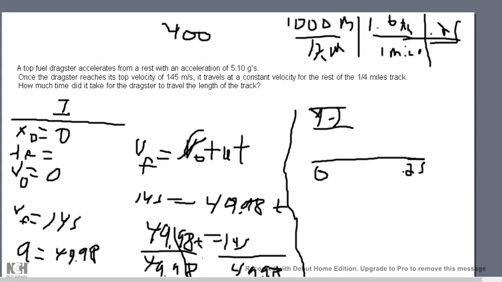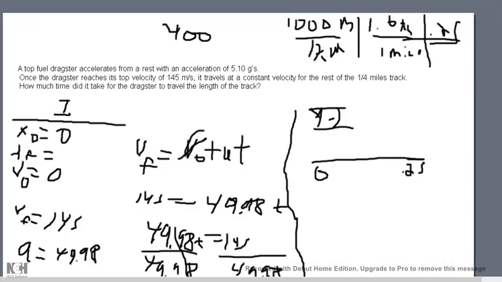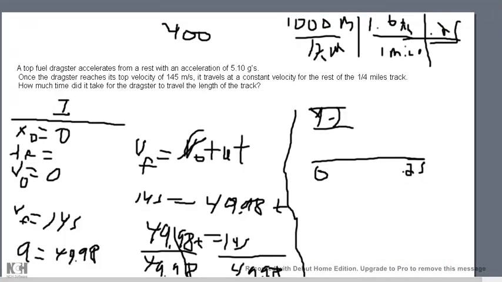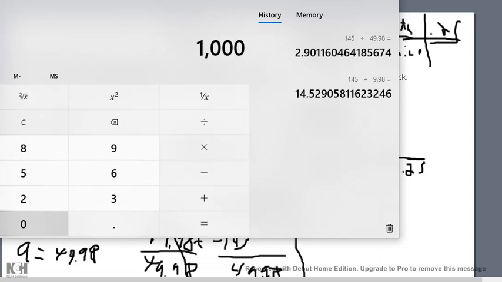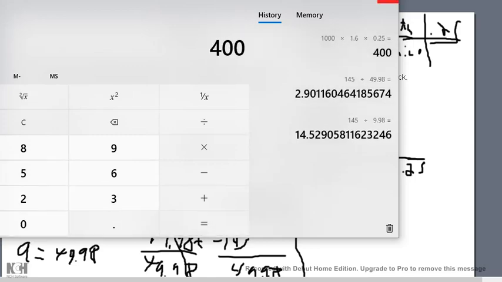Let's see, handy dandy calculator. Where'd it go? I don't see it. Oh, it's down here. I found it. 1,000 times 1.6 times 0.25. Hey, 400. You bunch of doubters.